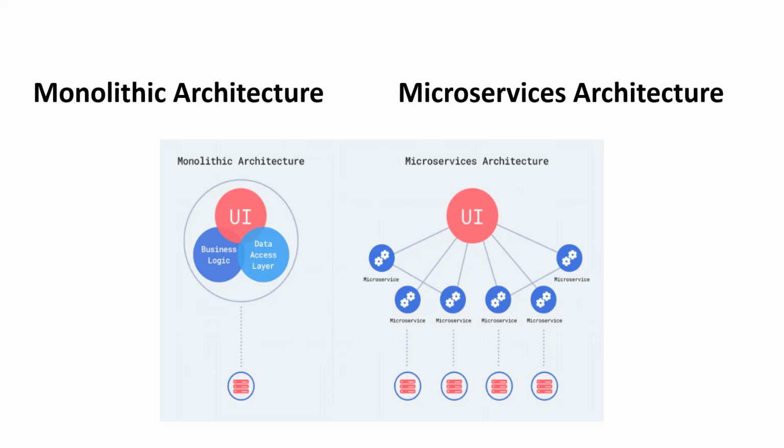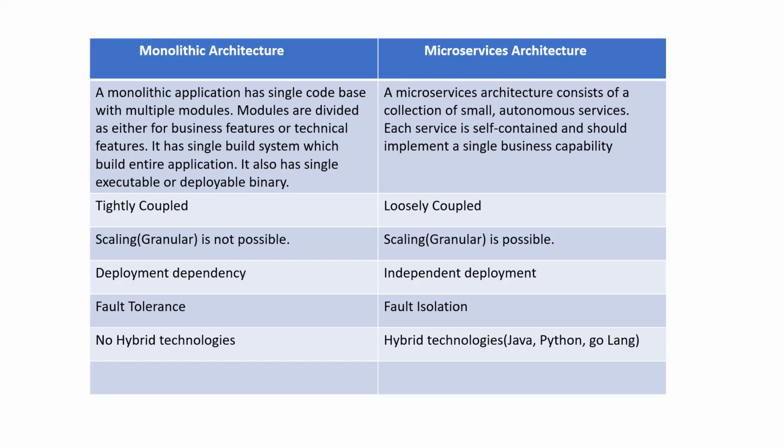Now let's get into exact Kubernetes architecture. So basically, this is the differentiation between microservices and monolithic architecture. In monolithic, everything's tightly coupled. In microservices, everything's loosely coupled. Granular scaling is not possible in monolithic, which means each module or functionality cannot scale independently, whereas in microservices, each module or functionality can scale independently.